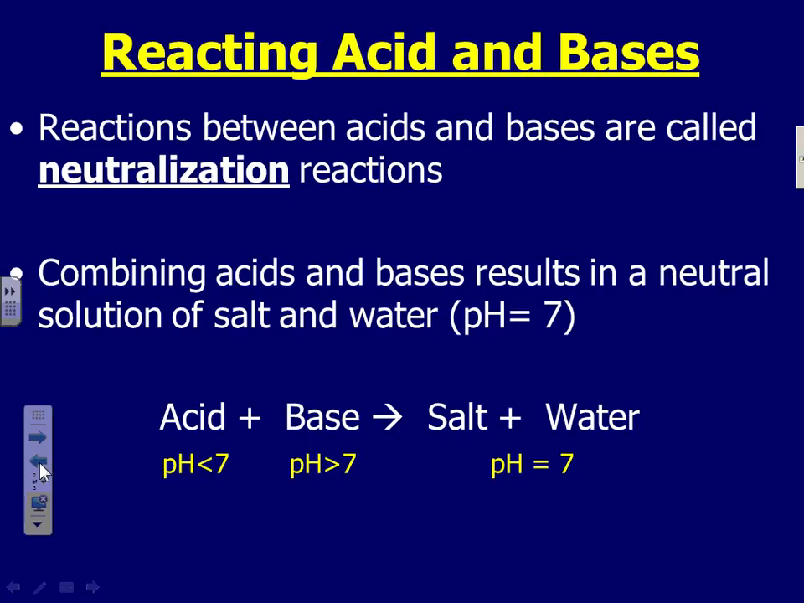Do we know what this symbol means here, underneath that arrow? What does that mean? Less than. So acids have a pH of less than 7. Bases have a pH of greater than 7. When you put them together in equal amounts, you get that neutral solution where the pH is equal to 7. Okay?